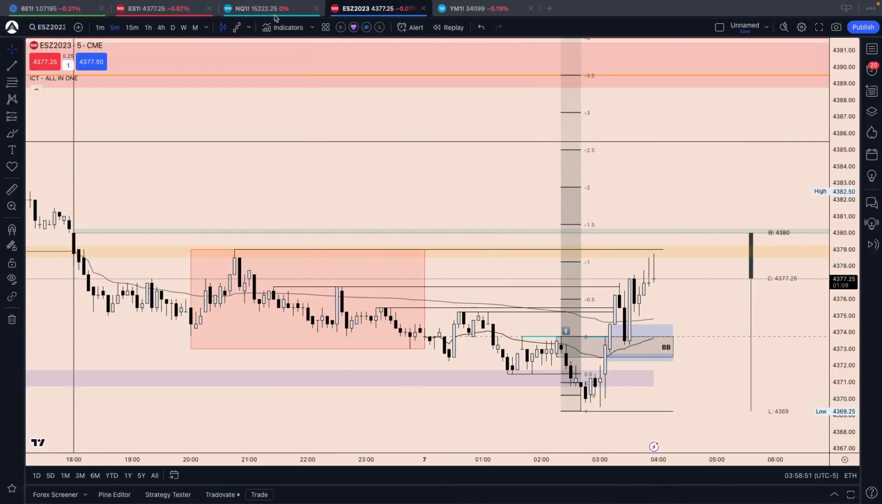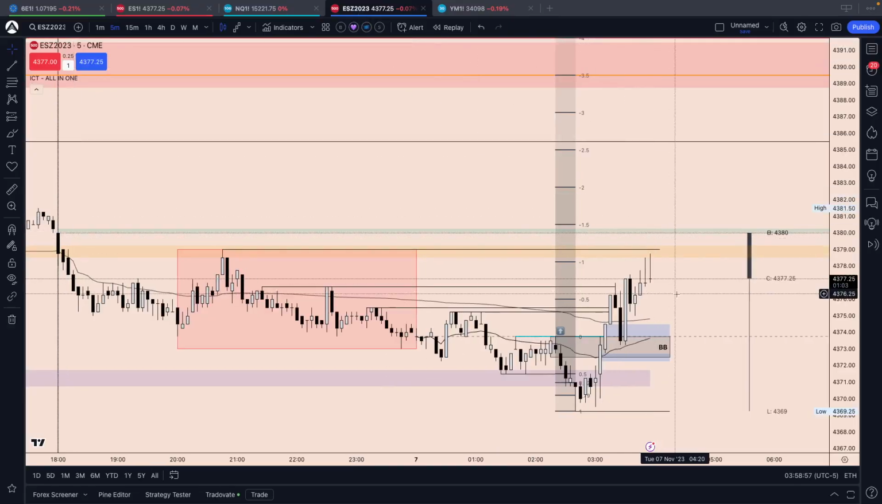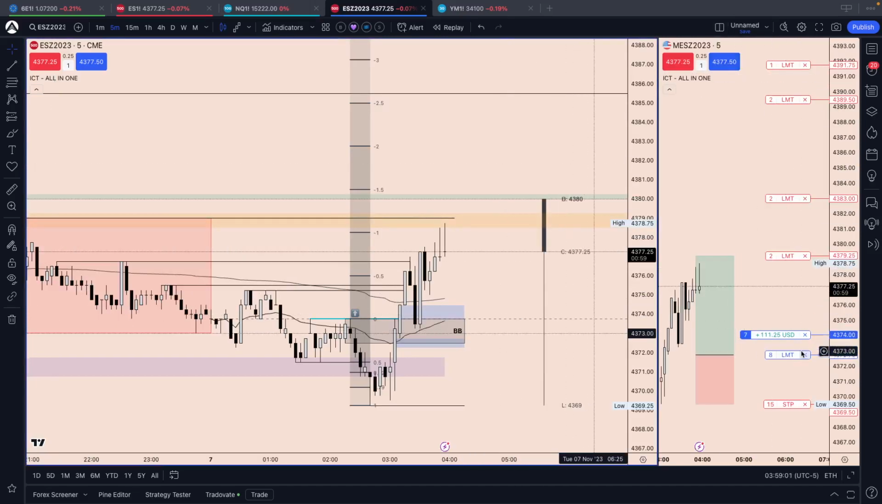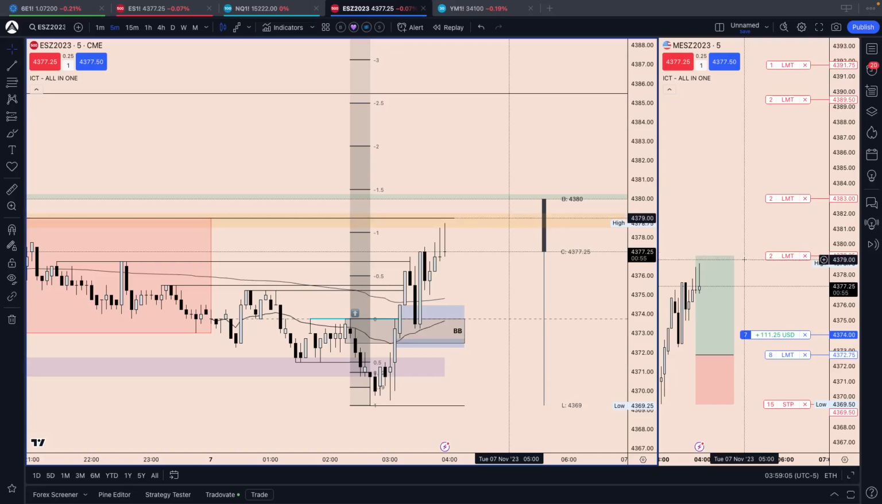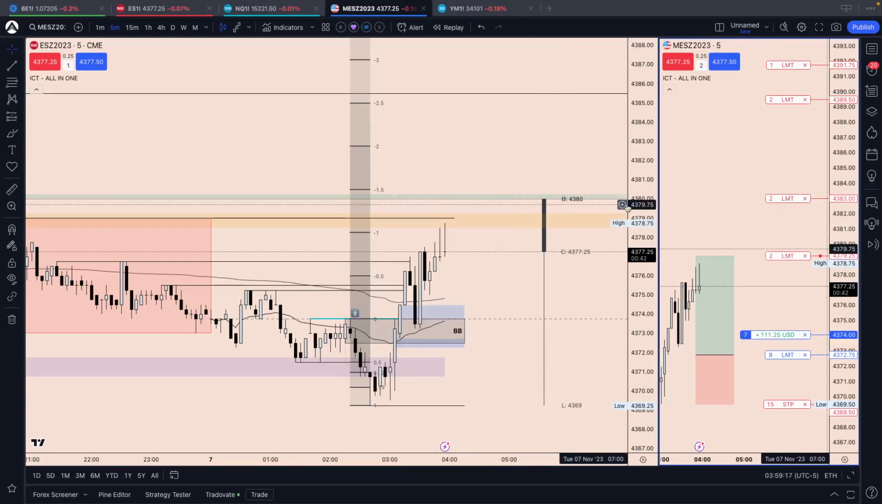Didn't hit the Asia high. NQ did. Also filled in this entire new day opening gap. Yes, it's still lagging behind. Asia session high comes in at 4379. Our sell limit or scale out limit is one tick below that. Or above that.